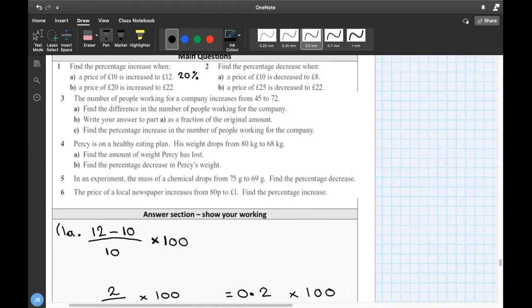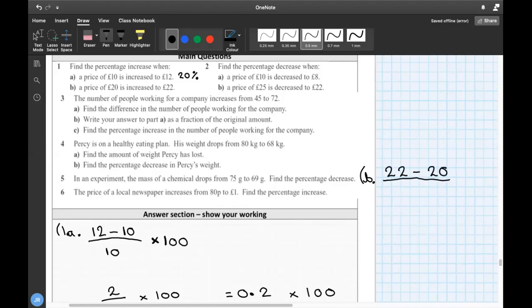Okay, so that was 1A. Now let's have a look at 1B. Okay, this time we've gone from £20 to £22. We just want the difference between them. So we're going to do 22, take away 20.